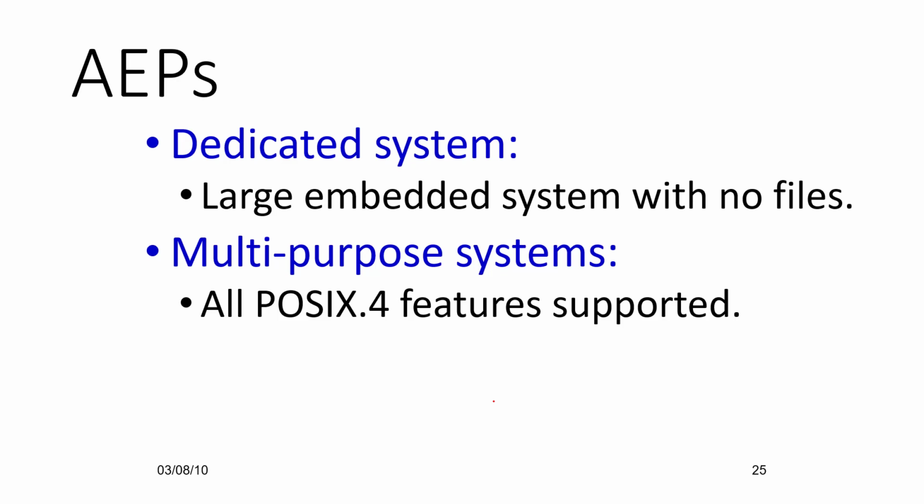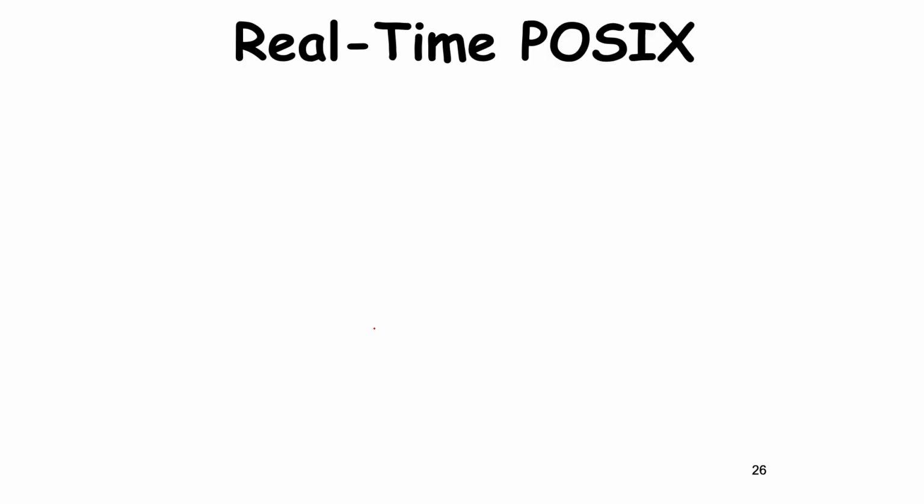AEPs again come in two more types. One is a dedicated system, which is a large embedded system with a lot of sensors and memory model, hardware modules, I/O modules, and so on, but no support for files. And a multi-purpose system, which is basically everything, like a regular desktop or a server, in which all POSIX 4 features are supported. Multiple AEPs as such were defined because all of POSIX 4 cannot be supported by every embedded system.